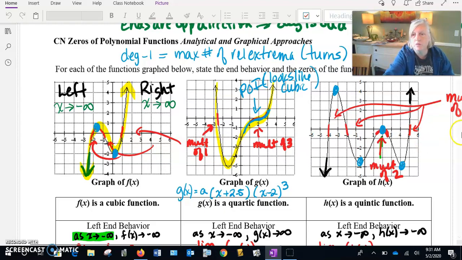Then look over here where it had a double multiplicity, a double zero, or multiplicity of 2. Do you see how if I were to zoom in right there, that would look kind of like a parabola? So the behavior is very similar to a quadratic, where a factor occurs twice.